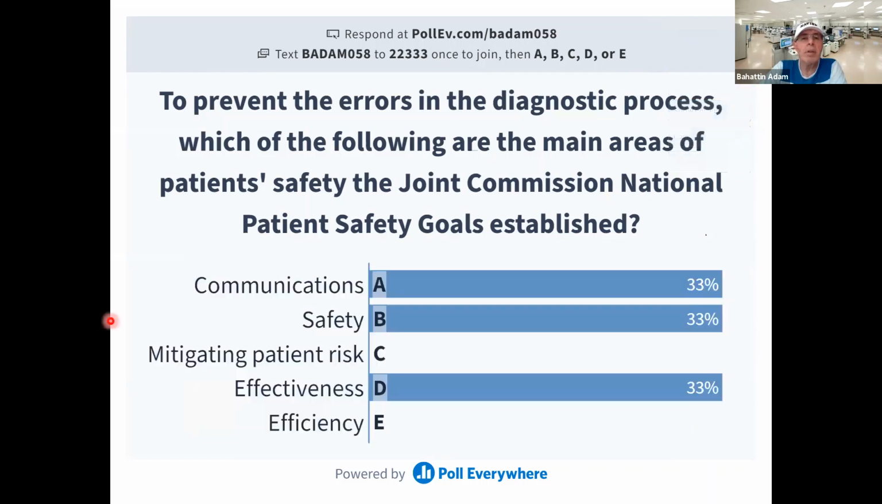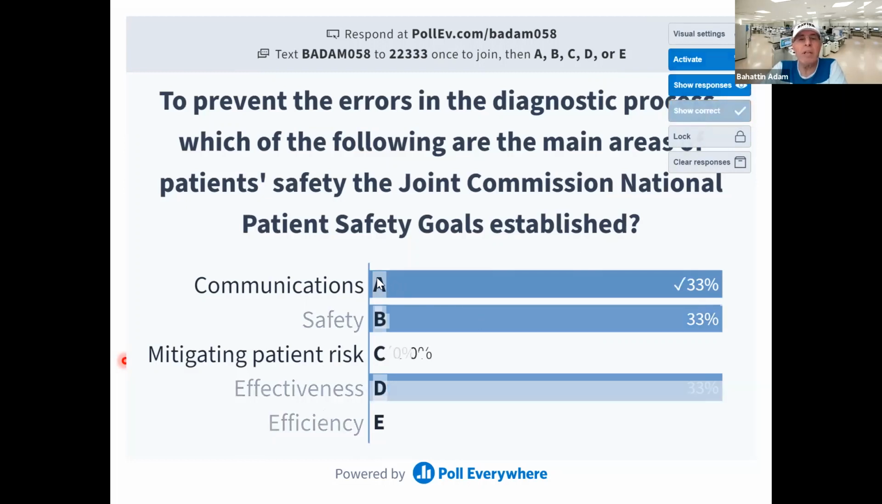First, communication is correct. The other is mitigating patient risk. If you take a look at the slides, communication, and I'm going to show the correct answer. A and C are correct answers. No worry, you have to review them by tomorrow.